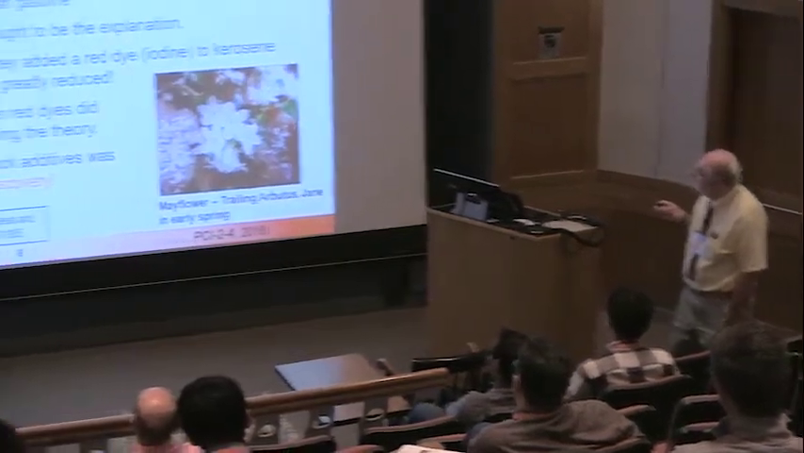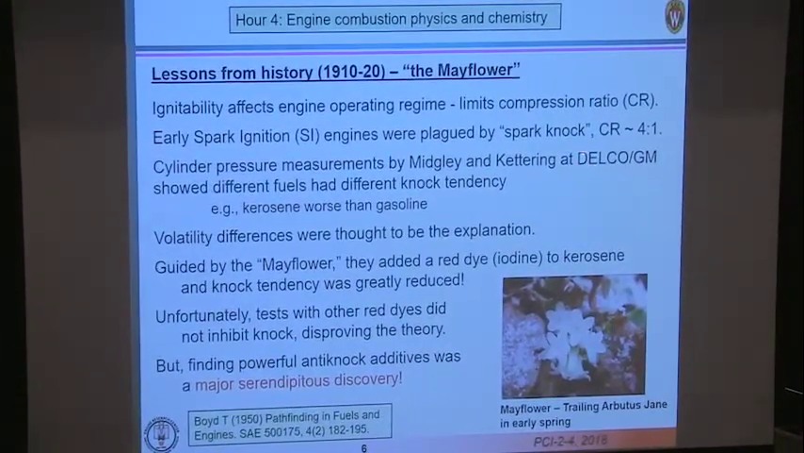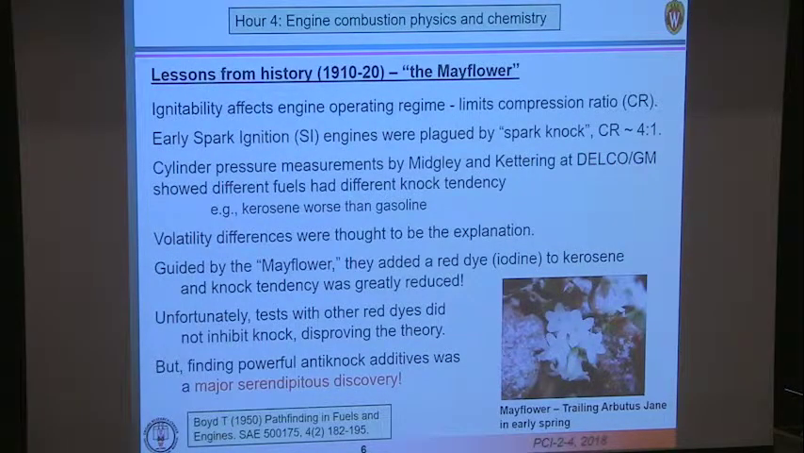That's extremely low. So a lot of work was done, particularly at Delco. This is, I've forgotten what this stands for, Dayton Electric Light Company, I think, and General Motors, to try to find fuels that would allow higher compression ratio operation, because people knew that to get efficiency, you want high compression ratios. And one of the things they showed fairly early on was that kerosene was knocking or providing uncontrolled combustion much worse than gasoline. And so they thought the reason for this was that kerosene was more volatile than gasoline. And so they explored various concepts.